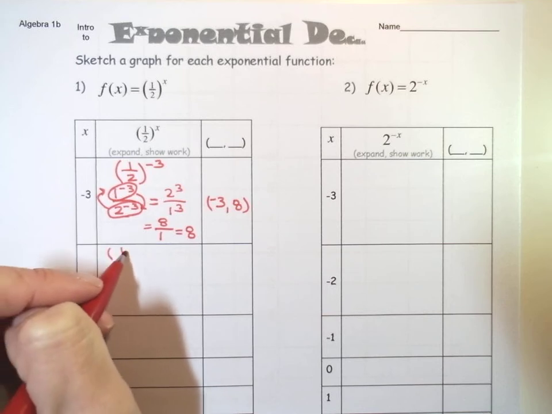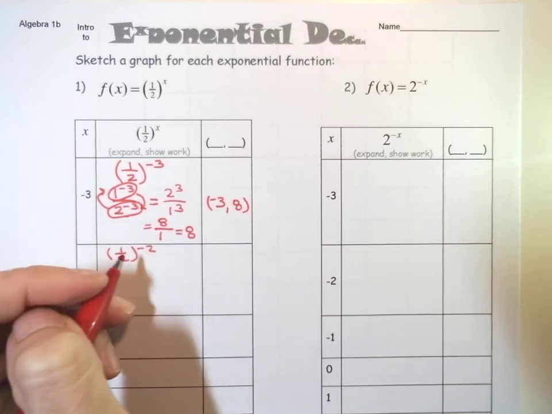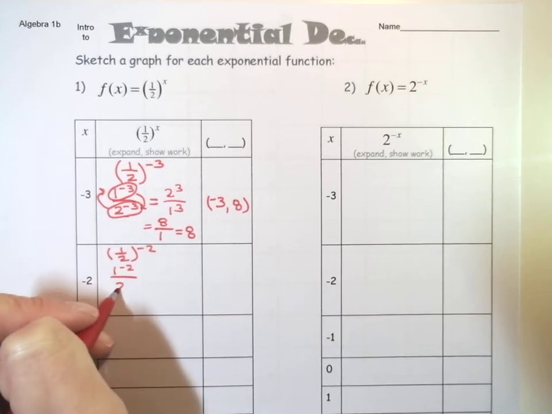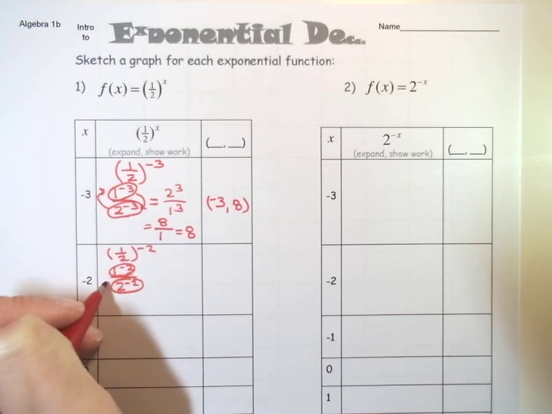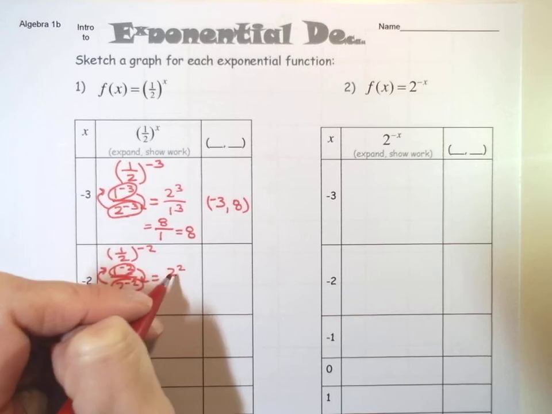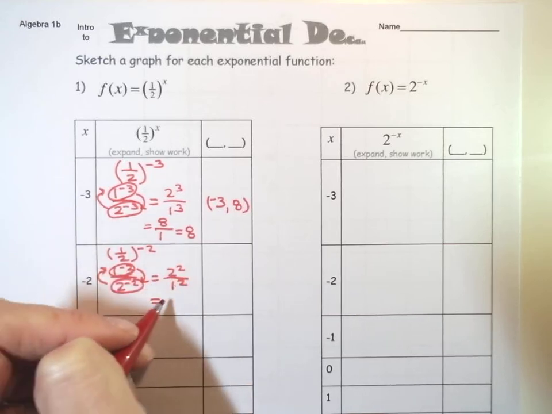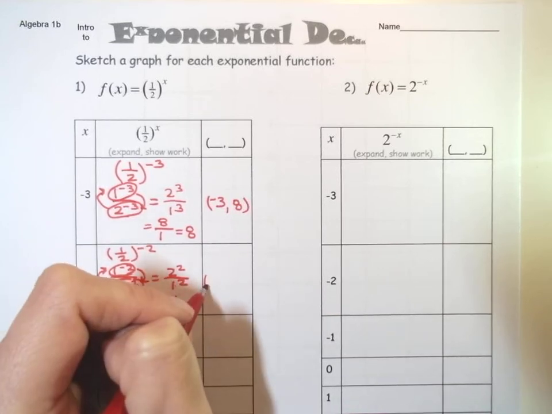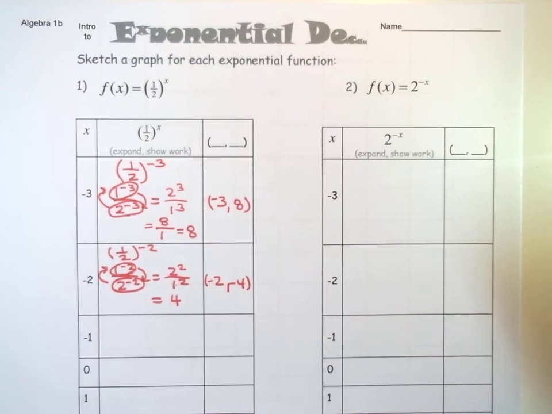Then we have 1/2 to the -2 power. Everything is being raised to the -2 power. So 1 to the -2 power divided by 2 to the -2 power. Again, we're going to have to switch them around to get rid of our negatives. So we have 2 to the 2nd power divided by 1 to the 2nd power. 2 to the 2nd power is 4 divided by 1, which is just 4. So this point is -2, 4.